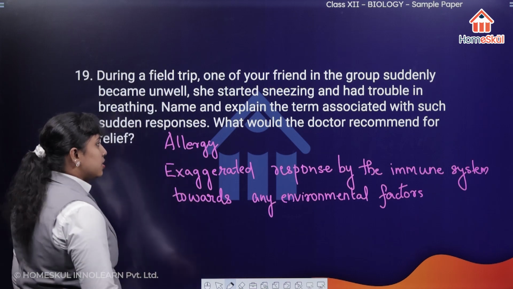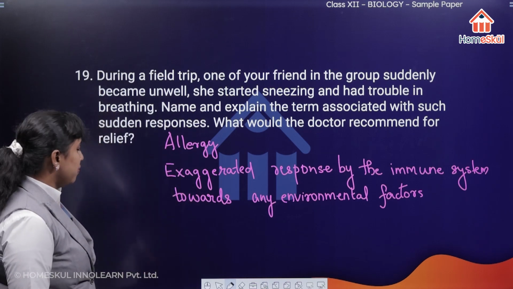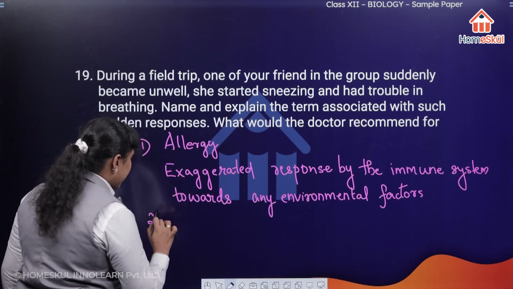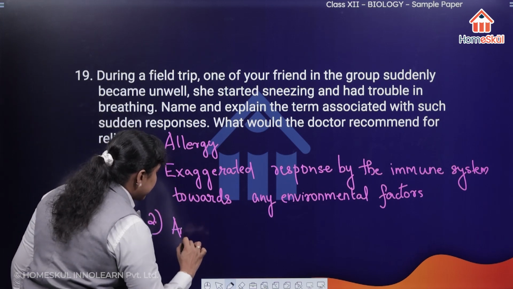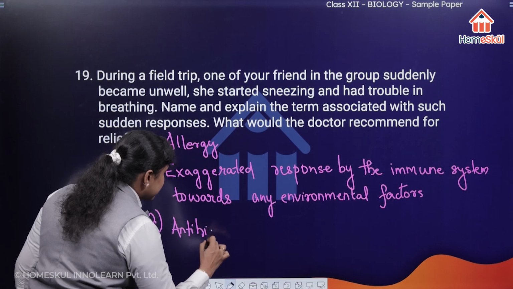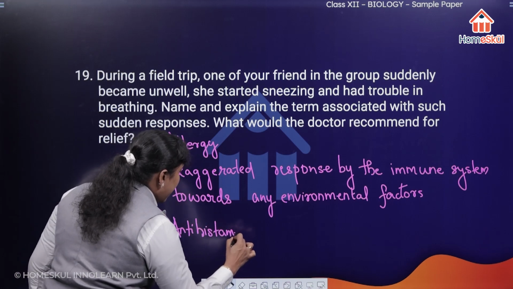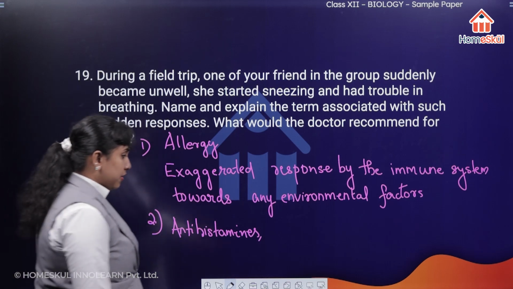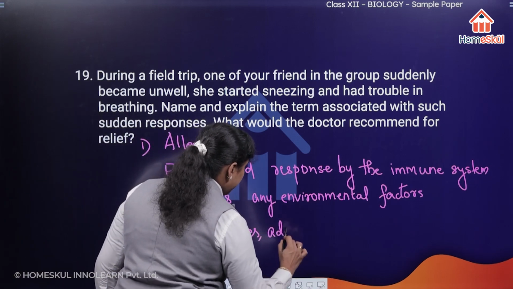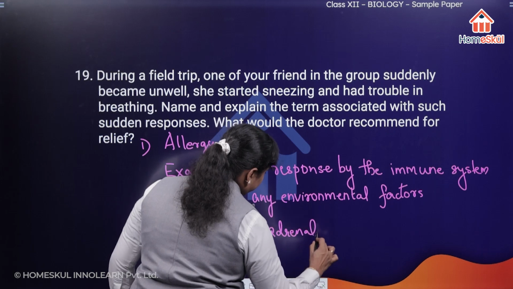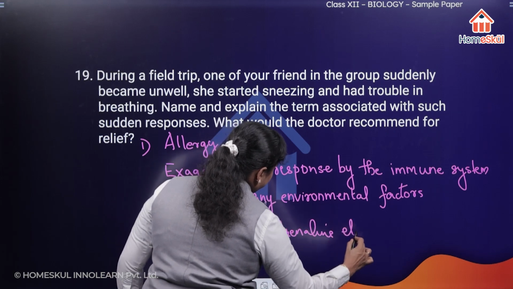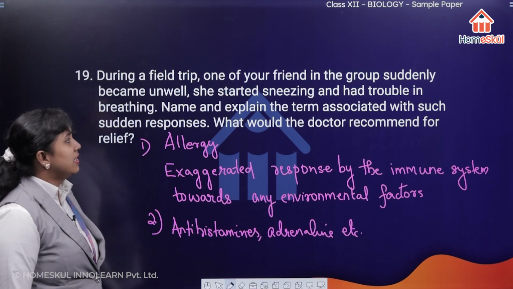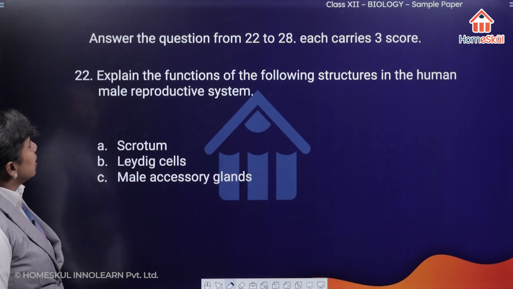Okay, clear. So, what does the doctor recommend for relief? The doctor should recommend some kind of antihistamines or anti-allergens. Then some may recommend adrenaline, etc. Okay, clear. So, let us see the next question.